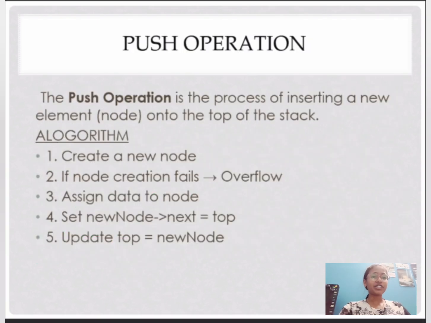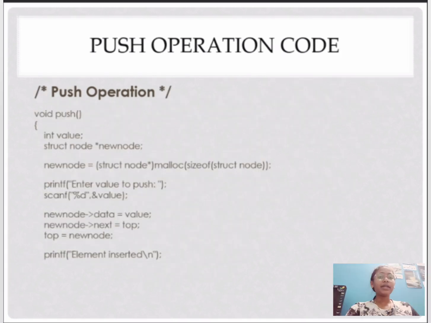The first operation in the stack is push. The push operation is used to insert a new element into the stack. This involves creating a new node, assigning data, and adjusting pointers so that the new node links correctly with the existing stack.